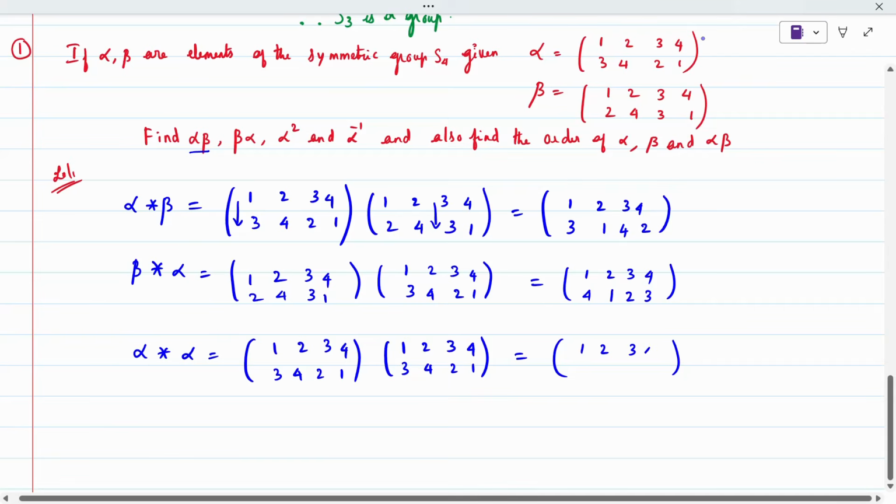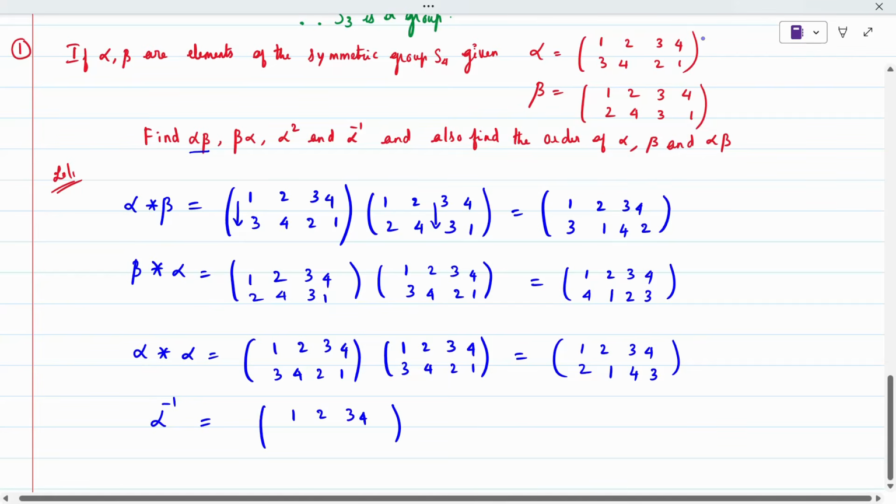1, 2, 3, 4. So 1 is mapped to 3. 3 is mapped to 2. 2 is mapped to 4. 4 is mapped to 1. 3 is mapped to 2. 2 is mapped to 4. 4 is mapped to 1. 1 is mapped to 3. So completed. Same way, alpha inverse is nothing but when you write it 1, 2, 3, 4.